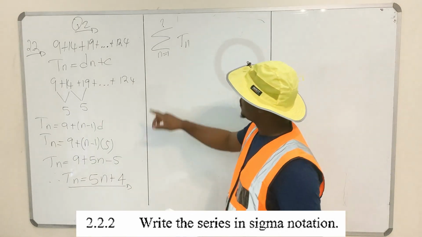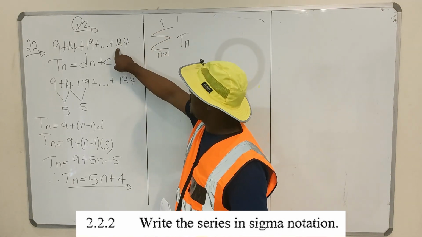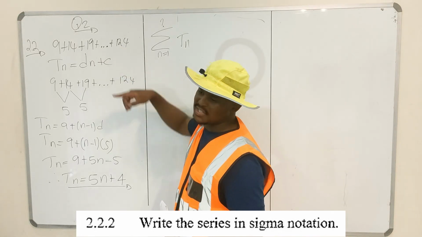You understand? Where is it starting? Starting at term number 1. Where is it ending? You find what term of the sequence that last one is. That will tell you where the sequence ends.